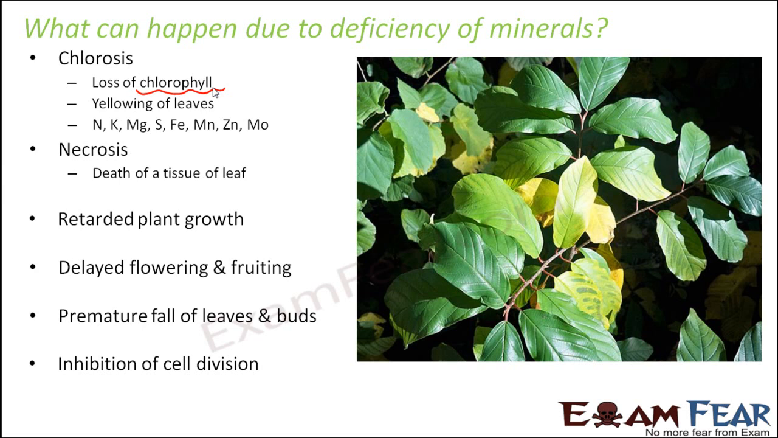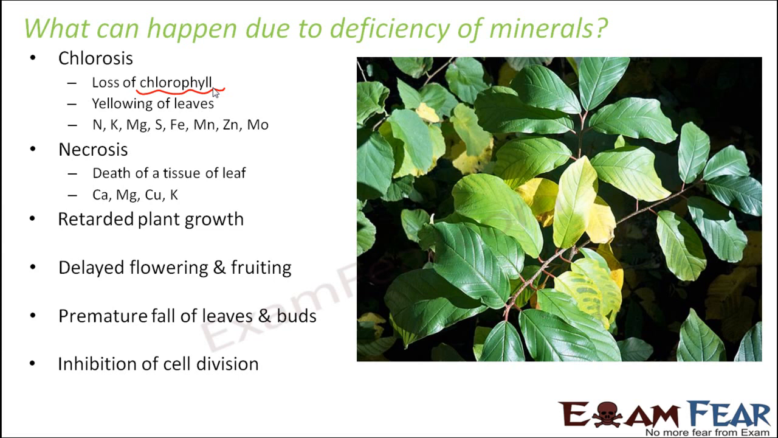What is necrosis? It is death of a tissue of leaf. So if one tissue is dead, that needs to be replaced by some other tissue. So examples of minerals which causes necrosis are calcium, magnesium, copper and potassium.